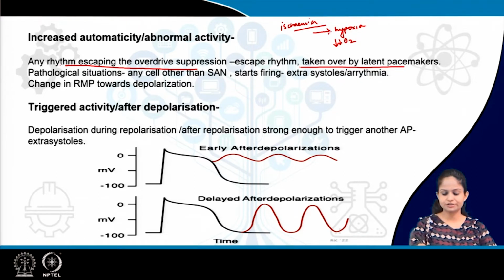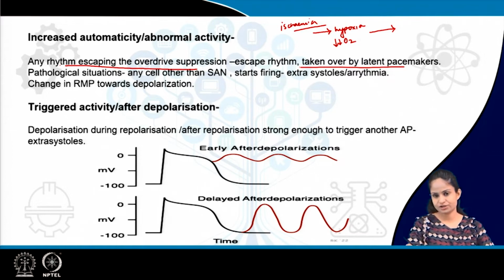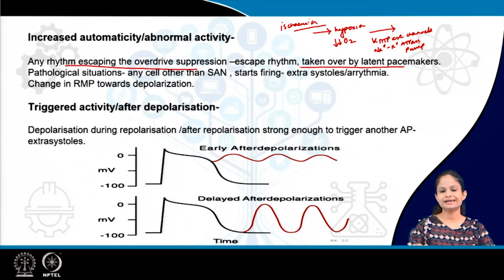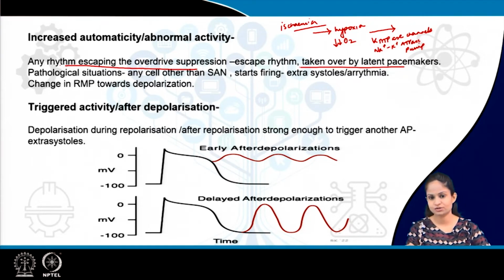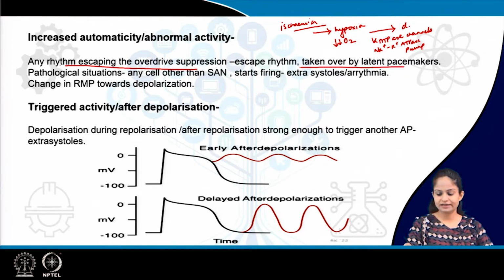In this hypoxic condition, we know there are various important channels, which we had already discussed among the voltage gated channels. The first one is the potassium ATPase channels, then we have the primary active transport, that is the sodium potassium ATPase pump. These all act under the concentrations of oxygen. So the hypoxic condition will deteriorate the functions of the primary active transport as well as the potassium ATPase channels. This will cause depolarization of the cells.